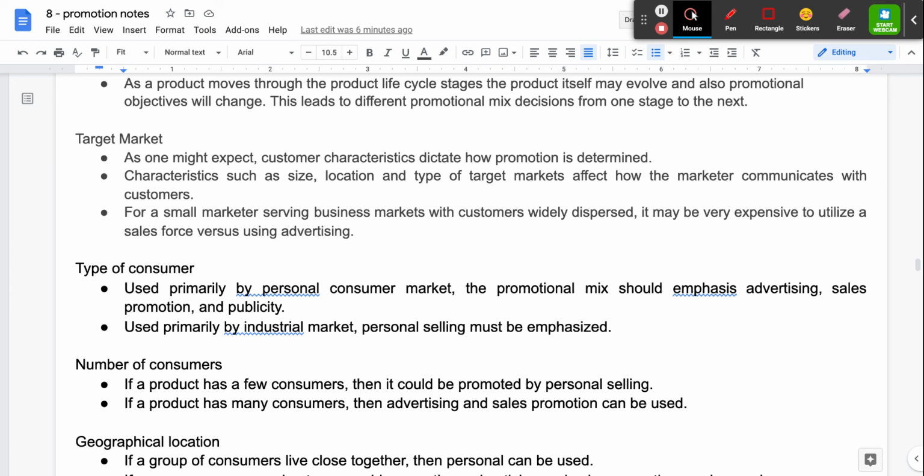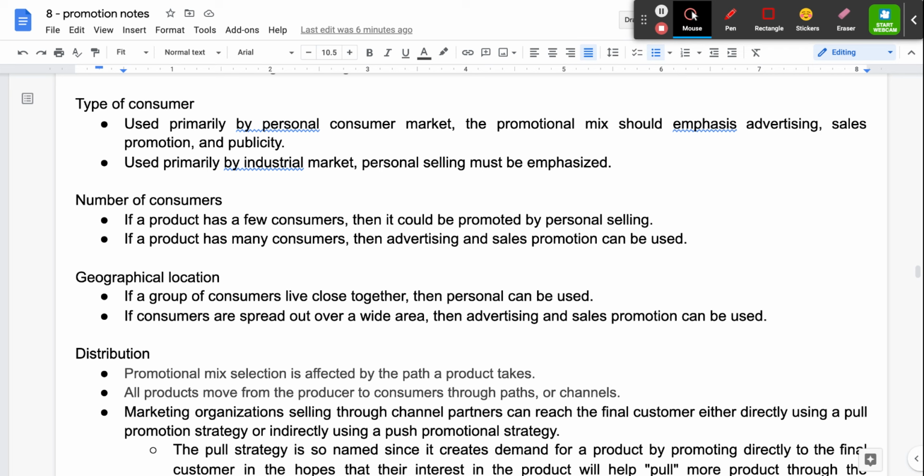So, we look at size, location, and type of target markets, which affect how the marketer communicates with customers. Again, all of those play into account for how we're going to get that across, right? Where things are widely dispersed, it would be very expensive to utilize a sales force. Okay, if we have a big, wide geographic area that we're trying to advertise to, and they're dispersed, we can't personally sell. All right, we're not going to be able to get a person out to every single one of them, but we can use advertising to reach more people.